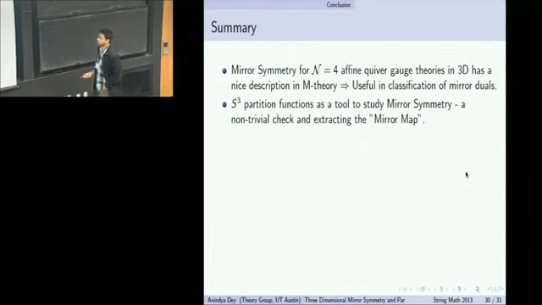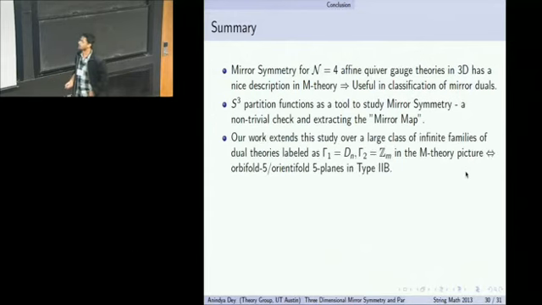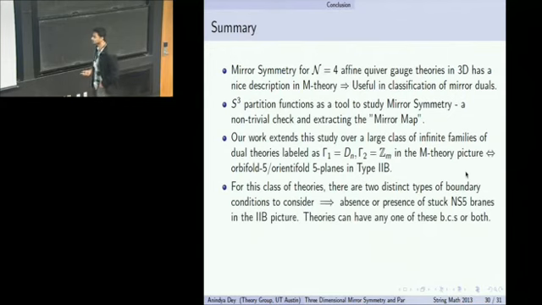And it also serves as a convincing check for mirror symmetry, and especially to extract the mirror map, which could be pretty complicated for non-trivial quivers. And we extended the study of S3 partition functions for mirror duals in this particular class of dual theories, which involve orbifold and orientifold 5-planes in the type IIB picture. And we also showed that there are two distinct kinds of boundary conditions that you need to consider in this picture. Theories can have any one of these boundary conditions or both.